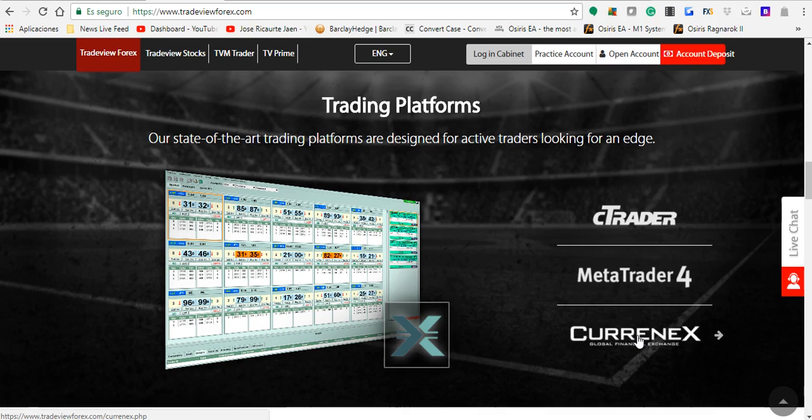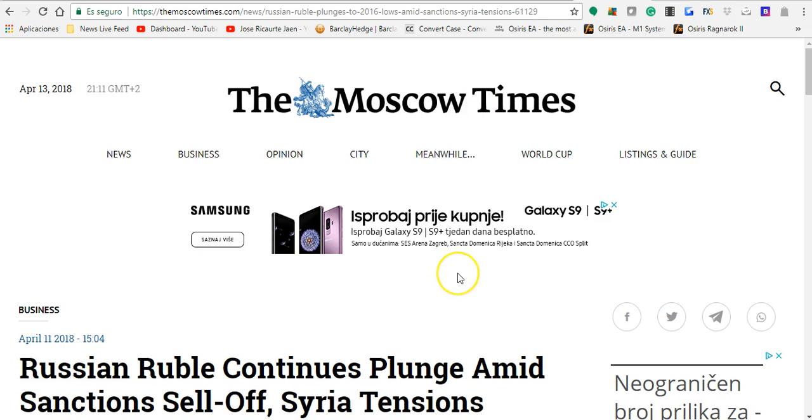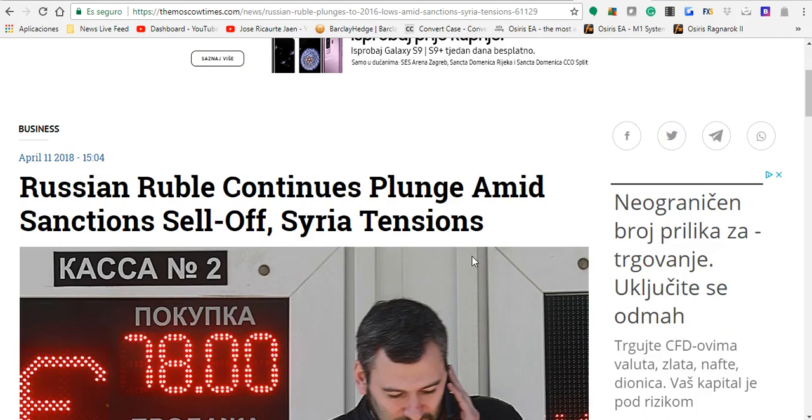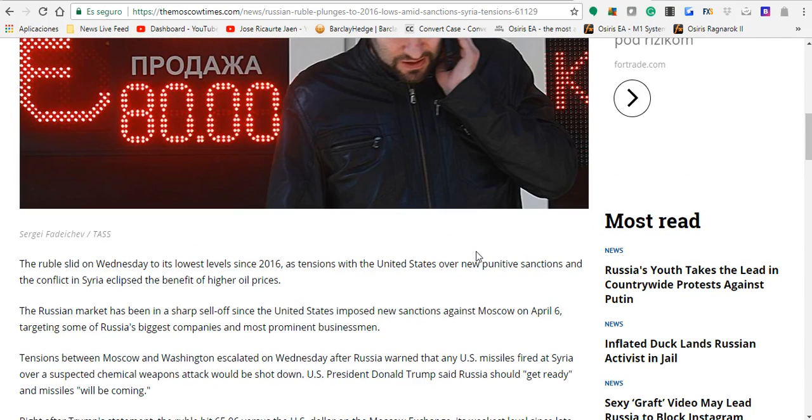Let's start with what happened this week, and we're going to begin with the debacle of the Russian Ruble, which went all the way down to levels not seen since 2016. There's a mix of information between the US sanctions and also the Syria tensions. It's very important to keep an eye on this because a lot of people feel that this is just another game between the Trump administration and the Kremlin. But what we have here is probably a game changer. And we're going to go to the charts right now.